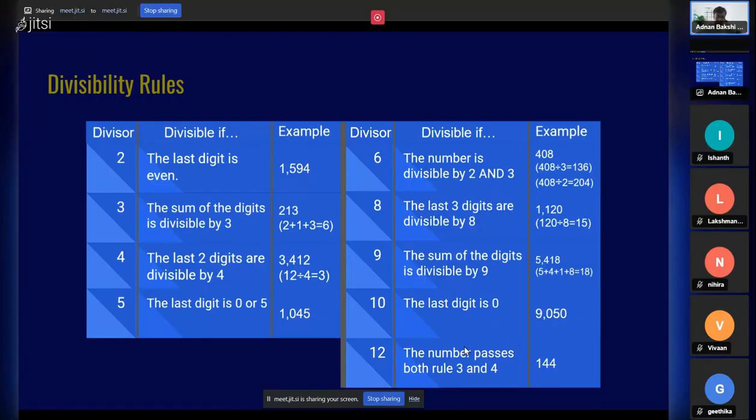Okay, now last one, number 12. A number is divisible by 12 if the number passes both rule 3 and 4. So 144, is it divisible by 3? Let's check. 1 plus 4 plus 4 equals 9, and 9 is divisible by 3. Now, number 4. The last two digits are divisible by 4, so let's look. 44 divided by 4 is 11, so it's divisible by 4. So, since it passes both rule 3 and 4, it's divisible by 12. Okay, next slide.